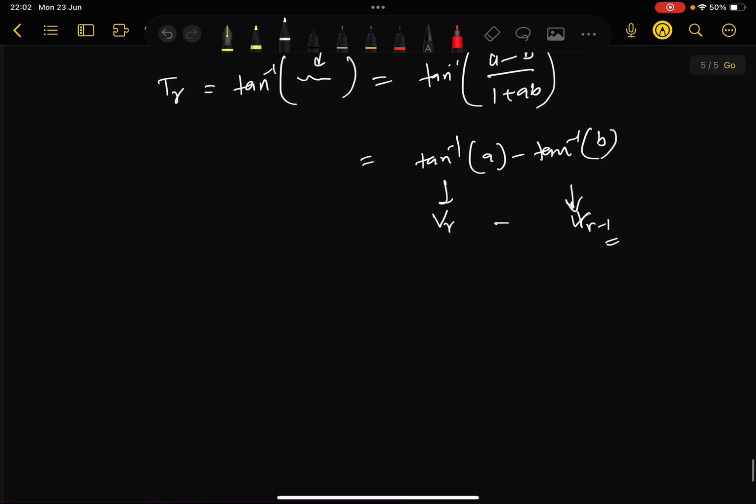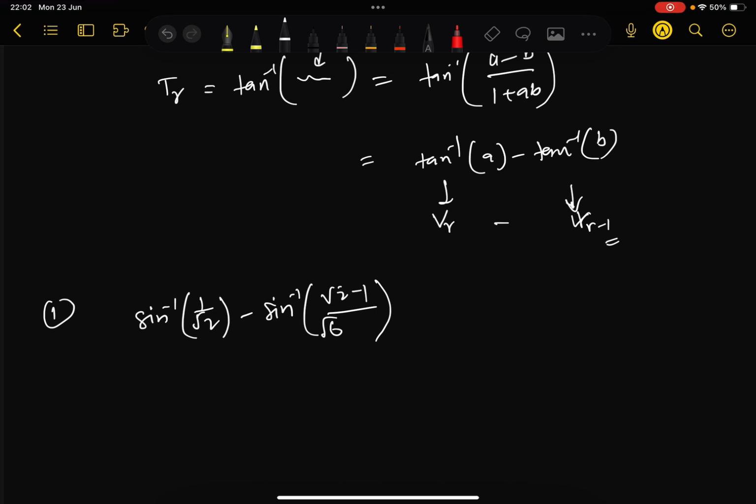So let's take an example also. Suppose we have an expression, that is, sine inverse 1 upon root 2 minus sine inverse root 2 minus 1 divided by root 6, and plus, like this. This expression is given, and the final term is sine inverse root n minus 1 divided by root of n into n plus 1, right? This type of expression is given.